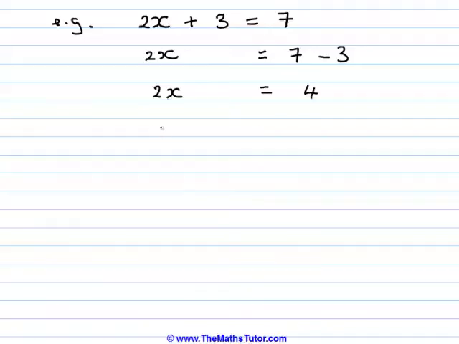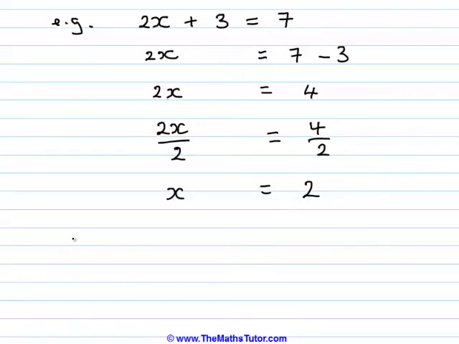So we know what 2x is, we want to find out what x is, so we need to divide by 2. Because we divide the left hand side by 2, we need to divide the right hand side by 2 to keep the balance. So it's 4 over 2. So 2x over 2 equals 4 over 2. So x equals 2. So 2 is the solution of this equation.